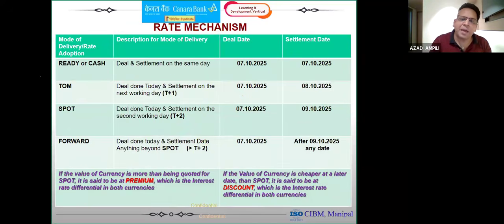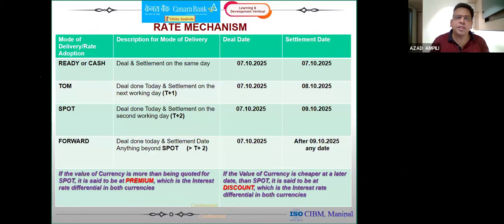Now we are coming to the rate mechanism. In foreign currency, 4 kinds of rates will be there. Today, 7th October, a customer will come to you and say, give me the ready rate. Means I will give you foreign currency today itself, you give me INR. That is called the ready or cash rate. Deal will be today and settlement on the same day. And Tom: deal done today and settlement on the next working day, 7th October, 8th October. And spot: deal done today and settlement on the second working day.